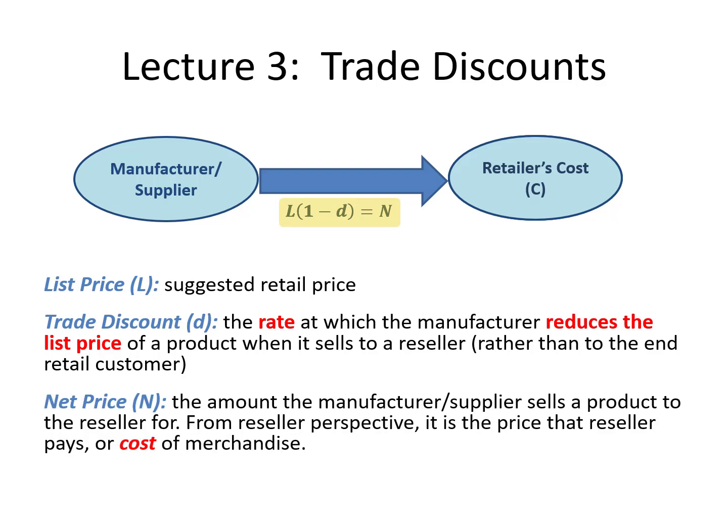Net price is the amount the manufacturer or supplier sells a product to the reseller for. Now, from the reseller's perspective, or the retailer's perspective, it is the price that a reseller pays, or a cost of merchandise. So now we can see here that net price becomes the retailer's cost, I should say.